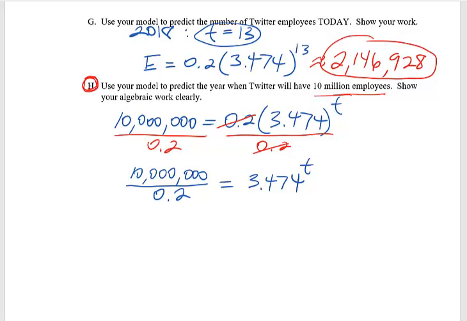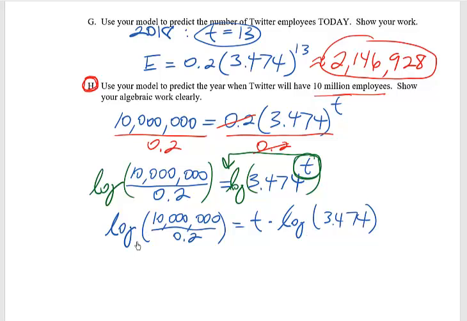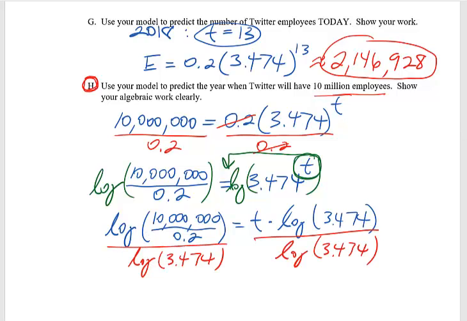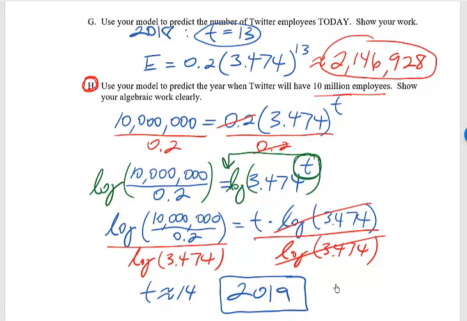Now I introduce logs, log the left side, log the right side. I do that so that I can take this t and bring it to the front, and then divide by that log on the right hand side there. And all that's left is to reach for the calculator, type this in, and figure out t. I got t is about 14. If I go back to the let statement, that means we're saying the year 2019.